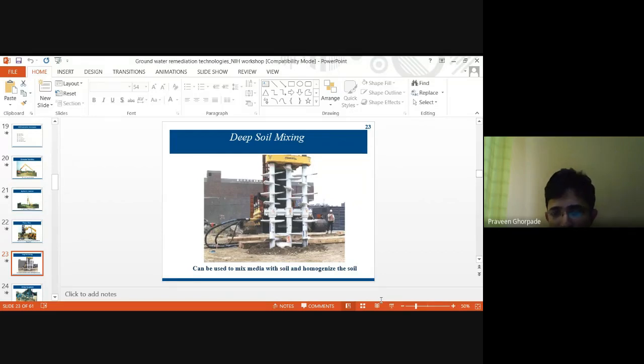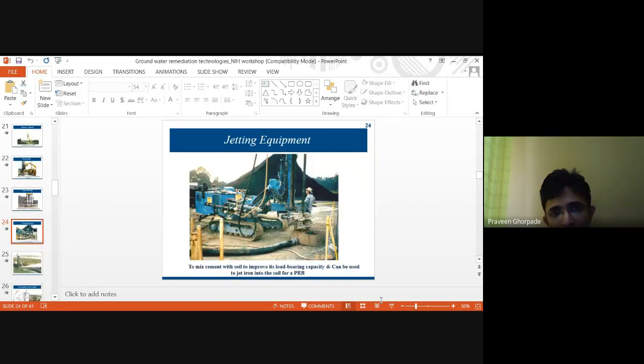That type you can use this type of thing. So all these things I'm showing you are the machineries, or technologies, which are used to solve soil as well as groundwater pollution problems. This is grouting equipment, especially used when you're grouting cement inside the ground. So cement grouting systems, we use this.